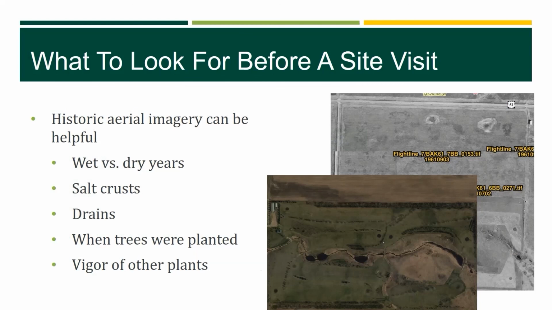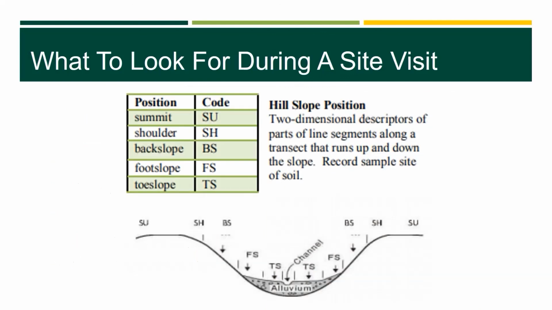Can you see when trees were originally planted? When did you notice them dying off? Was this formerly a cropped field? How did the crop look in that area? Understanding which position on the landscape that your representative area falls can help you determine which soil you're looking at. Soils at the top of the hill, on the summit and shoulder, are going to be subject to more erosion processes, where soils at the foot and toe slope will have more deposition processes.